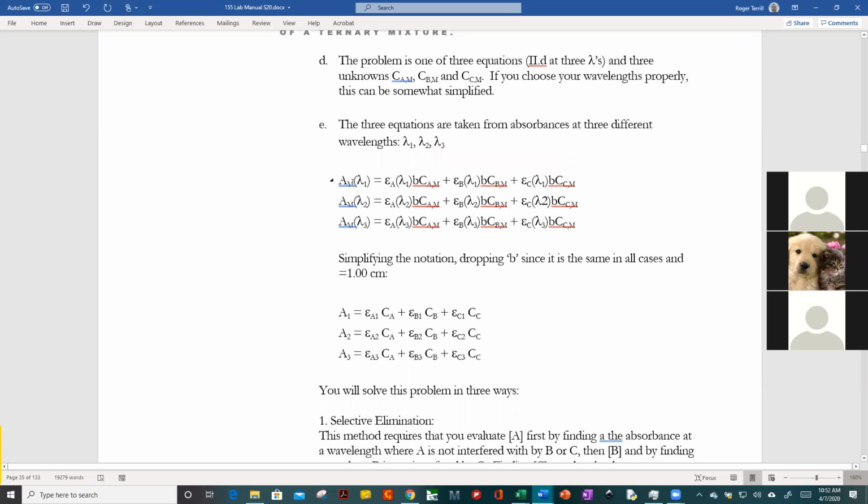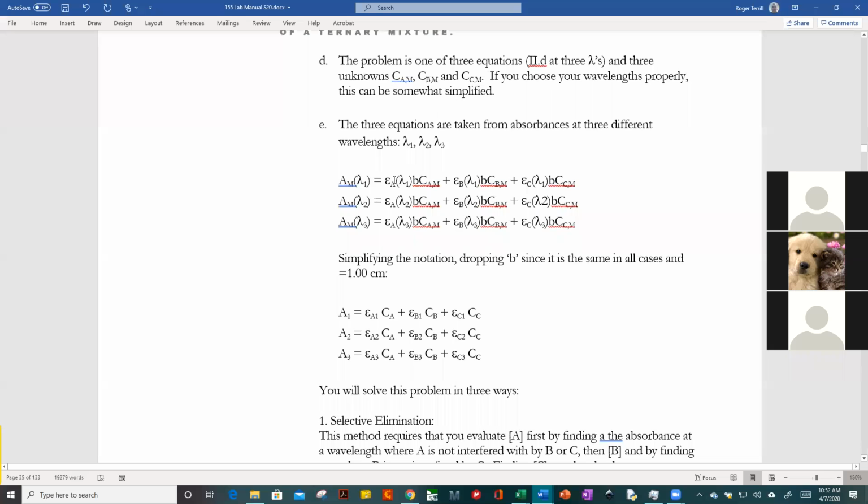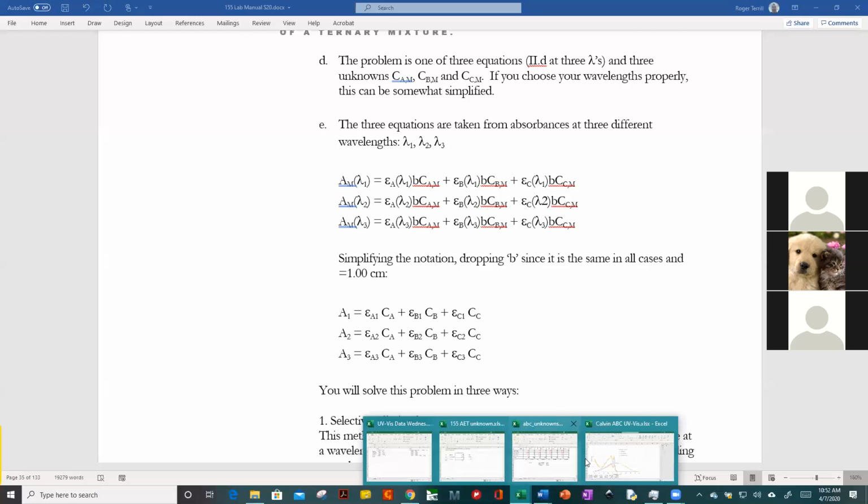Here, in this case, this is known, B is always 1. The unknown is C: CA, CB, and CC, right? And how do we know epsilon? Well, the way we get epsilon is we take the standard spectrum and we divide it out. Let me show you how to do that.